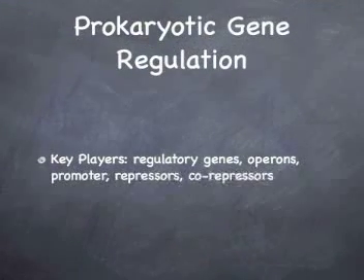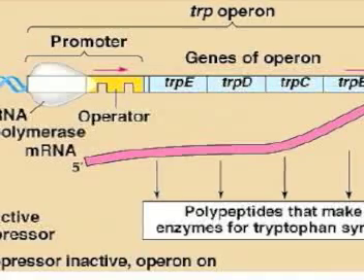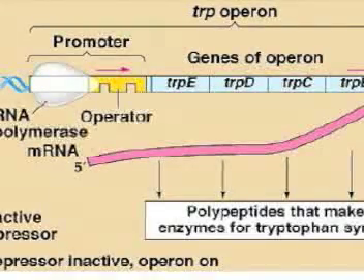Prokaryotic gene regulation is a little bit different. We have regulatory genes, operons, promoters, repressors, and co-repressors. And while the end result is the same in order to actually regulate gene expression, operons work a little bit differently. So when you hear the word operon, you should be thinking of the word operator. So operators are basically facilitators. They want to make sure that things are going according to plan.